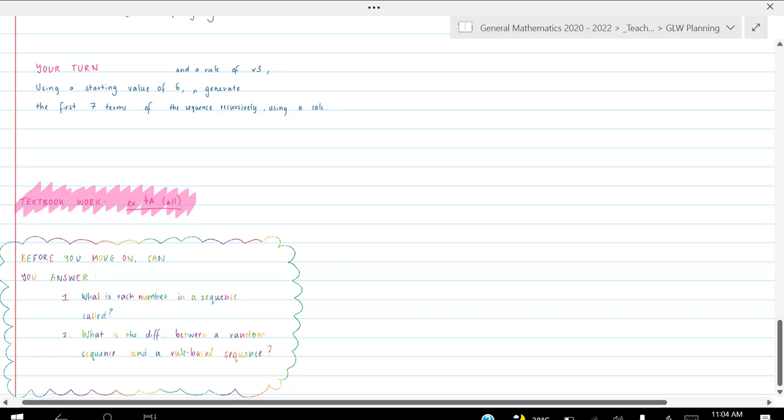Before you move on, make sure you can answer what is each number in a sequence called. If you can't answer that question, go back through the notes and have a look. And what is the difference between a sequence and a rule-based sequence?